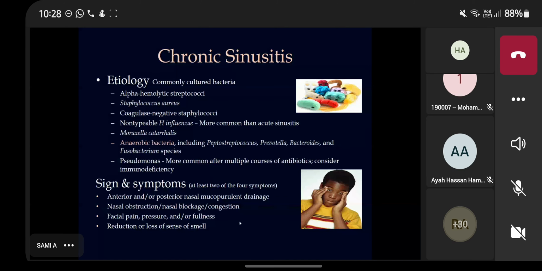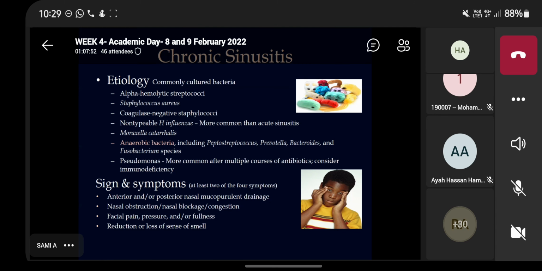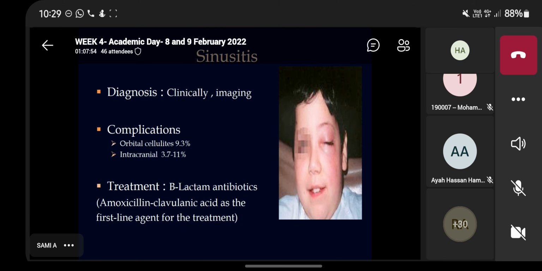Now, moving to chronic sinusitis, here the pathogens are different from the ones causing acute sinusitis. So you start seeing anaerobes, and you can also see some gram-negative organisms. Now, the presentation, usually we follow the IDSA criteria.